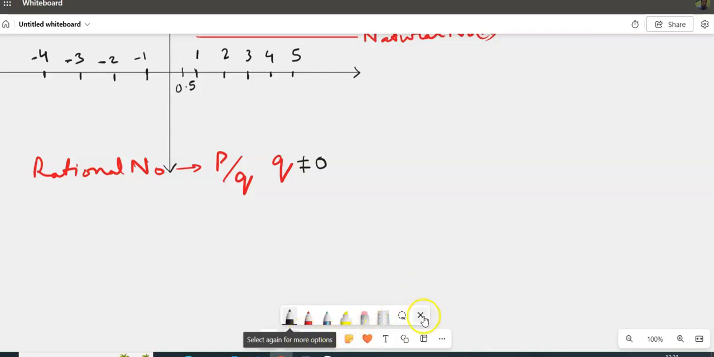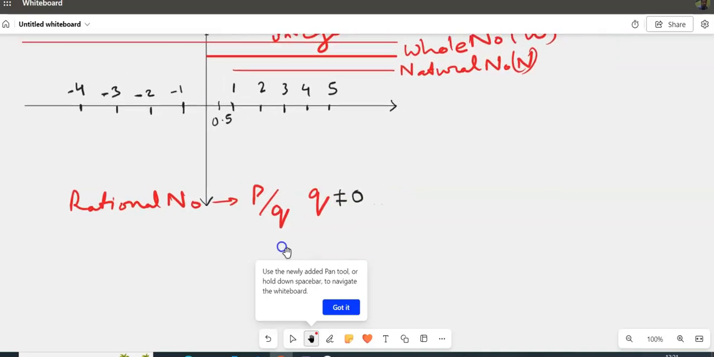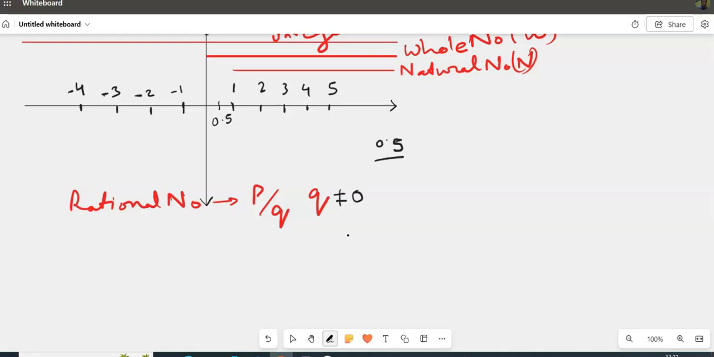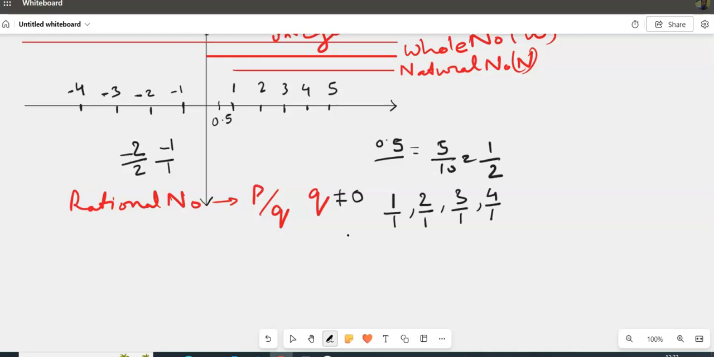Now, which are all the numbers over here which can be written in this form? Can we write 0.5 in that way? Yes, you can write 5 by 10, which is 1 by 2. Again, can we write 1? Yes, you can write 1 as 1 by 1, 2 by 1, 3 by 1, 4 by 1. And similarly, you can write minus 1 by 1, minus 2 by 1, minus 3 by 1. And can we write any number in between them? Yes, you can write that as well.